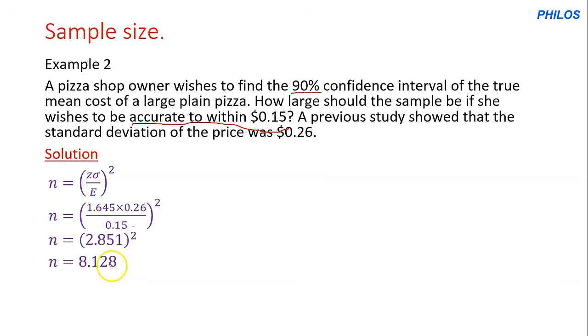Now remember, you won't leave your answer in this form. You must round it up. So when you round 8.128 upward to the nearest whole number, you get 9. So the sample size required is what? Is 9. So let's look at one tricky question together.